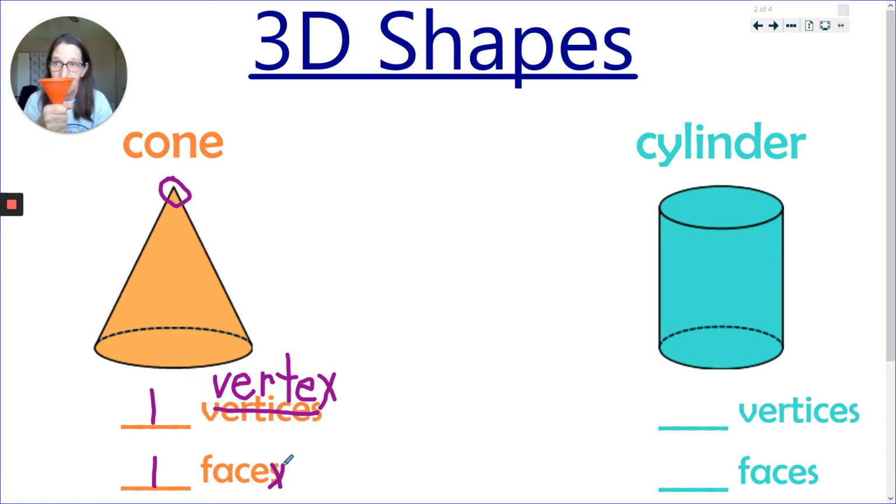Just like the ice cream cone. Okay, there it is. There's my ice cream cone. See it? Got it. Or maybe a party hat that you wear when you go to a birthday party. Yeah, can you see that? Very cool. Those are examples of cones.